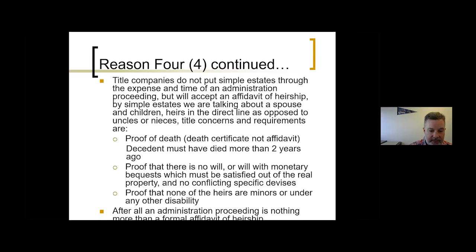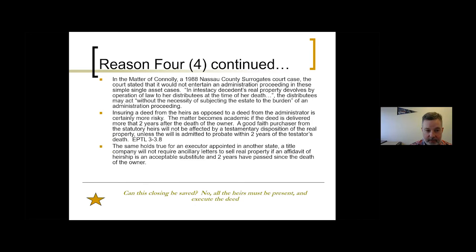So if it is a simple estate and it's been 2 years, then yes, by all means, we could do an affidavit of heirship, because an administration proceeding really is a formal affidavit of heirship. But if it was up to our underwriters, they would want an administrator appointed in any deal where there's no will. Obviously, it's more risky to accept a deed from heirs as opposed to a deed from an administrator.